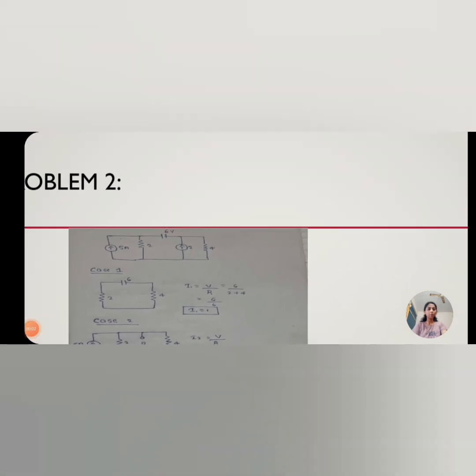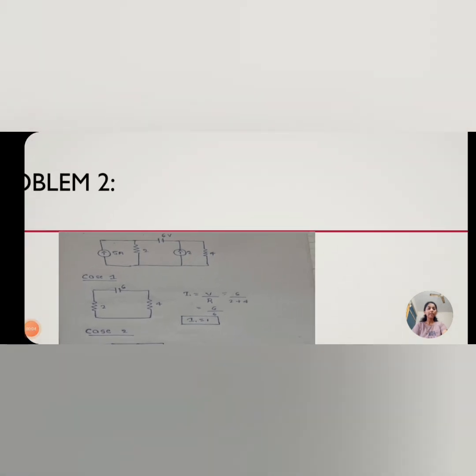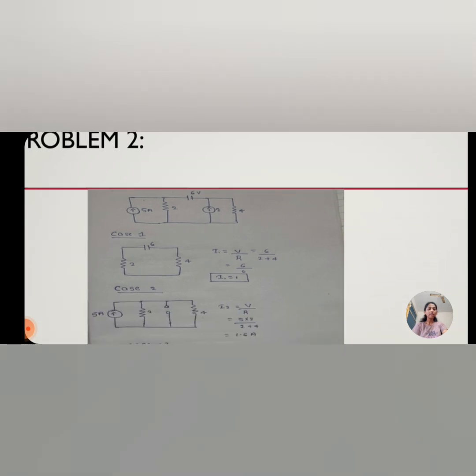Consider the second problem. A 5 ampere current source is connected with a 2 ohm resistor and a 16 volt source, and it is connected with a 2 ampere current source and a 4 ohm resistor. In case 1, we consider only the 16 volt source. All others are 0 except the resistors.